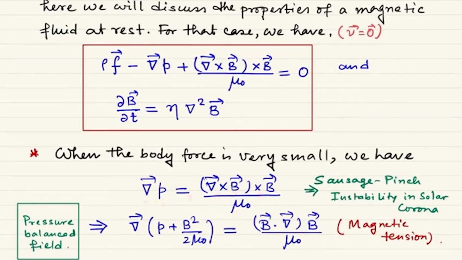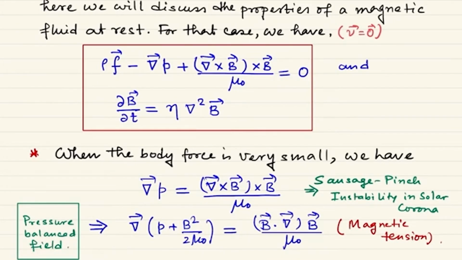Now I can divide this total term into two parts, since one part can be absorbed in the pressure term. So this is the magnetic pressure part, and this term is nothing but the magnetic tension. Here we can see that in this situation the total pressure gradient force is exactly balanced by the force due to magnetic tension. In this situation the magnetic field is known as a pressure balanced field.